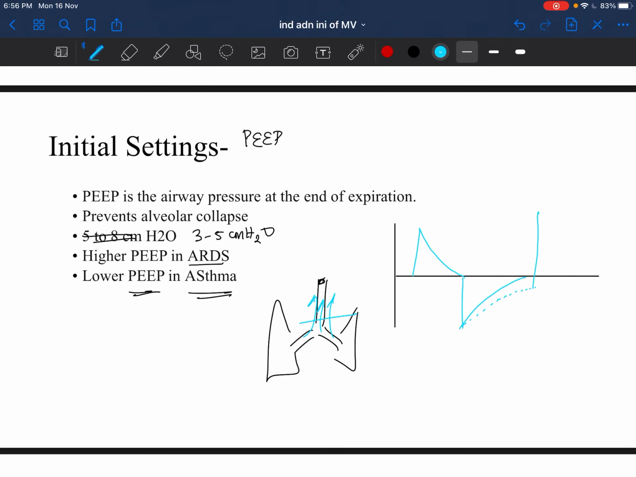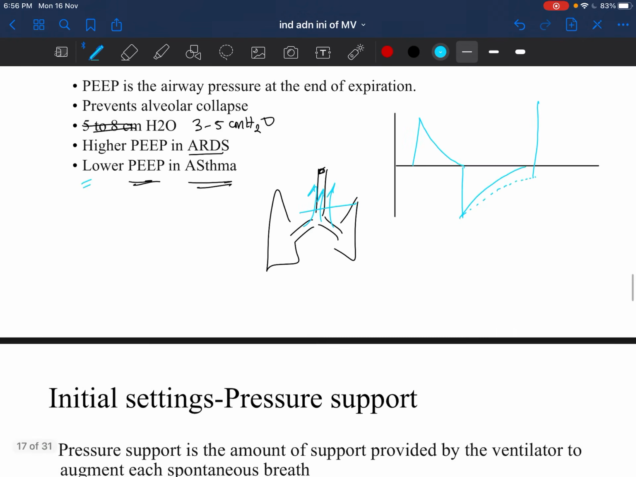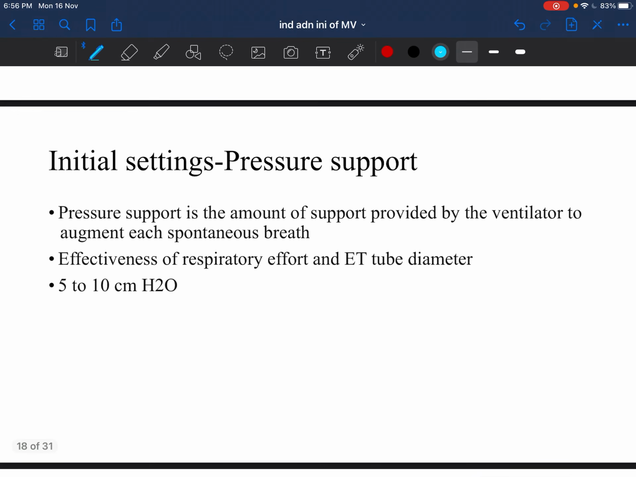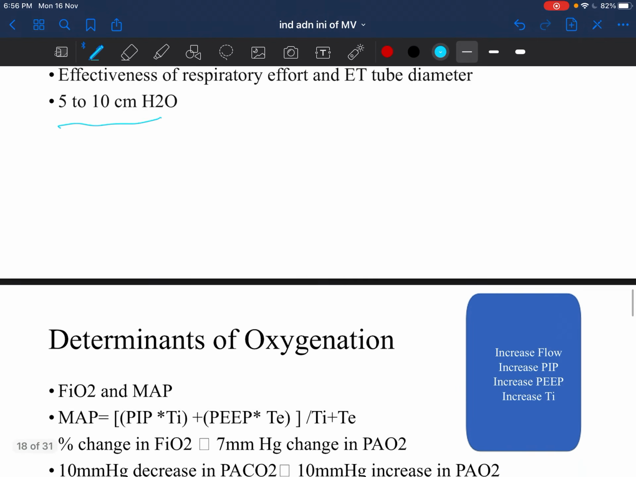Since there is already PEEP inside, air trapping inside, you do not want to add to the end expiratory pressure, so you start at lower PEEP in a patient with asthma or any condition that can cause air trapping. What about pressure support? Suppose you are having SIMV with a pressure support mode. That's the amount of support you are going to provide to the spontaneous breath of the patient, right? It depends on the effectiveness of the respiratory effort and your endotracheal tube diameter. Usually it's somewhere between 5 to 10 centimeter of water.